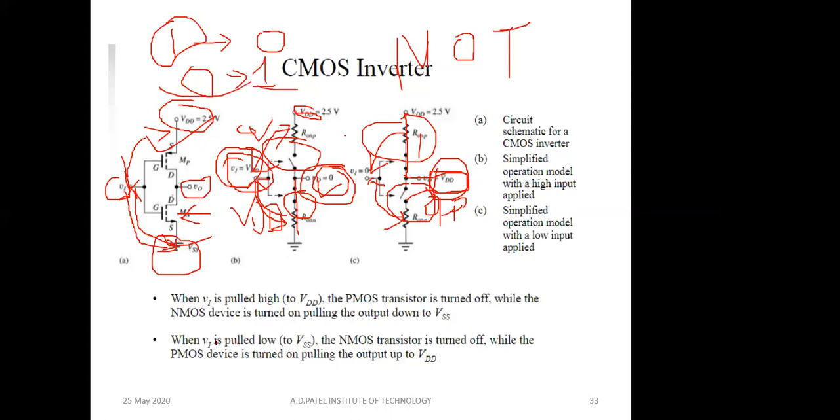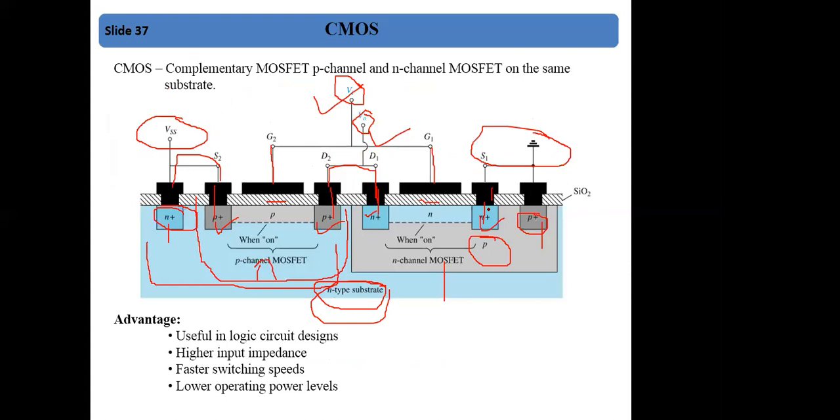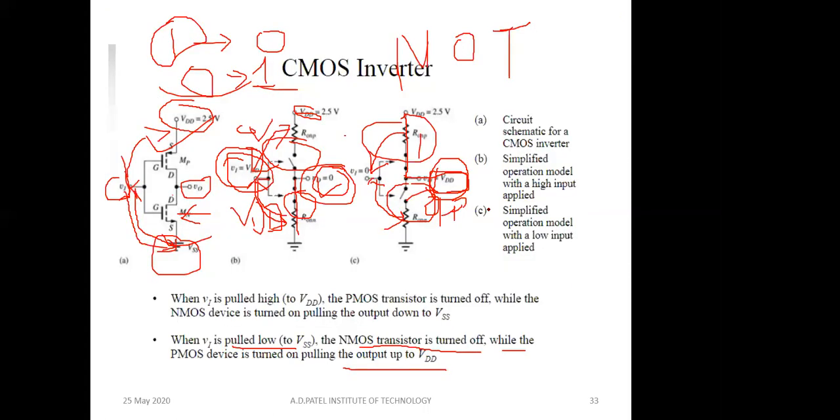Whenever VI is pulled to 0 volt, NMOS will be off and PMOS will be on, so your output VDD will be high. So this is the simple CMOS inverter gate. So this is about CMOS. I just had to give you the construction and an introduction of the CMOS NOT gate.